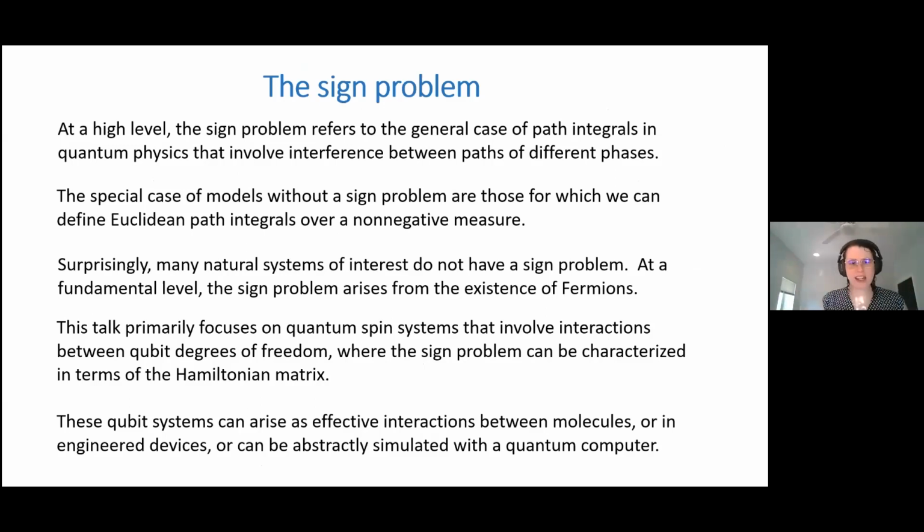So of course, for these qubit systems, how do you get these interactions that have a sign problem? Where do they come from? They can arise as effective interactions between molecules and descriptions of quantum matter. They can also be engineered in real devices, and they can be abstractly simulated. Maybe we can learn their properties, even if they're entirely fictitious, we could simulate them with a quantum computer one day.